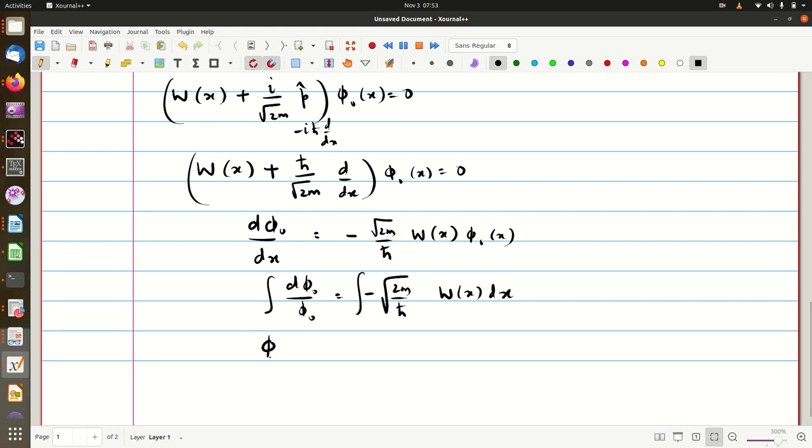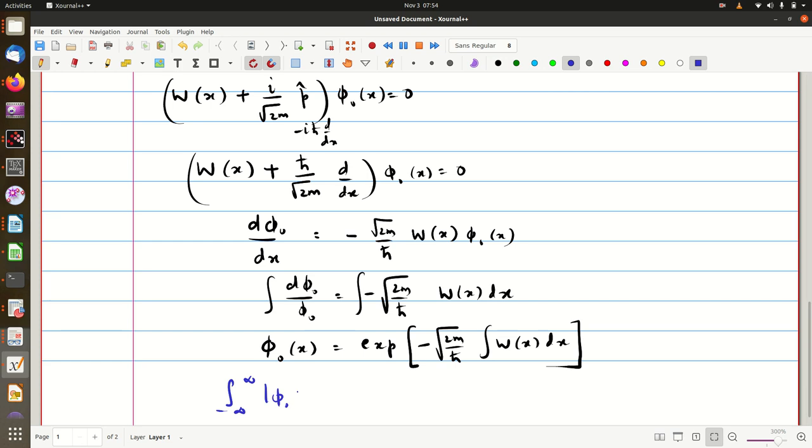So what is phi naught of x? Phi naught of x will be exponential of this particular integral, minus root 2m upon h cross integral W of x dx. This is phi naught. Now if phi naught of x has to be an acceptable wave function in quantum mechanics, then it has to be square integrable, that is integral minus infinity to plus infinity mod phi naught of x whole square dx should be less than infinity.